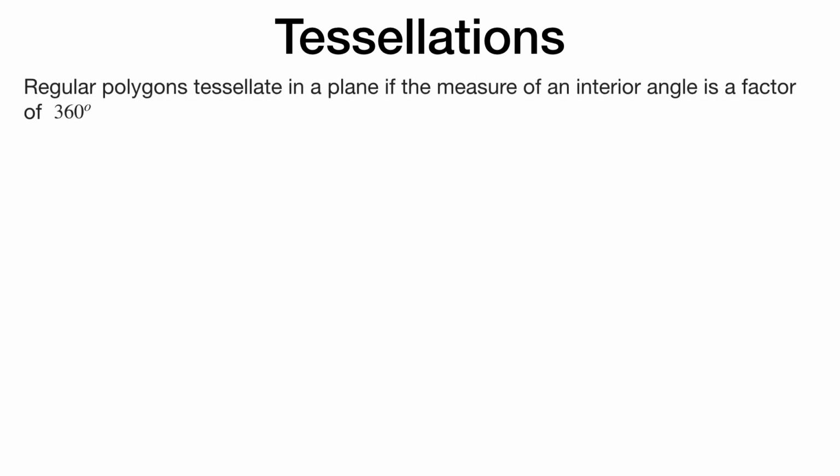So another fact that we have is that regular polygons tessellate in a plane if the measure of the interior angle is a factor of 360 degrees, which is a lovely fact. Nobody's going to remember that. So it basically says if you know what an interior angle is, and you divide 360 by that angle measure, if there's no remainder, it divides evenly, it tessellates. What does this mean? Let's look at this question.